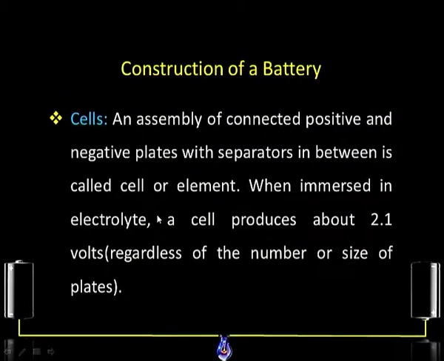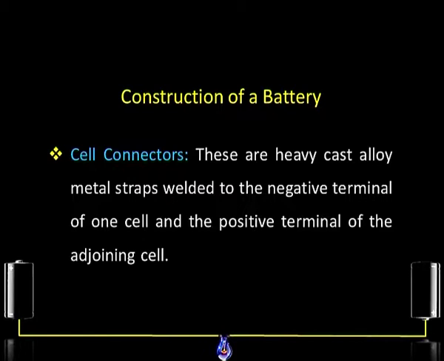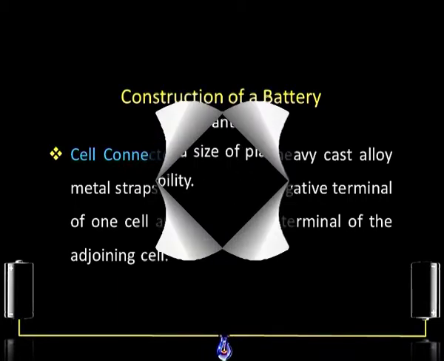The main basic unit of a battery is a cell. A cell consists of both the electrodes and separators. As I have already told, a battery can have one or more cells. A single cell produces about 2.1 volts when immersed in an electrolytic solution. In a battery, if we are using more than one cell, then heavy metal cast alloy straps are used as cell connectors to connect all these cells together in one battery so that they can work simultaneously, either to increase voltage or to increase current as per their application.